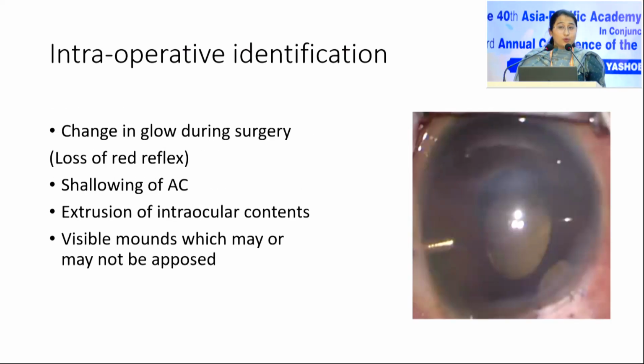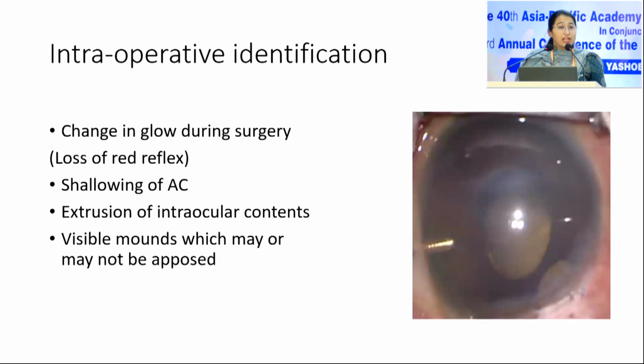Now moving on to identification. If I have to talk about intraoperative identification, then it's the change of glow during surgery or loss of the red reflex. It could be as quick as a change in 1 second. You're seeing a good red reflex and in a second it goes dark. These things should make you aware that there is a chance of suprachoroidal hemorrhage occurring.